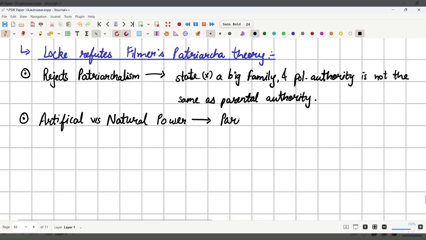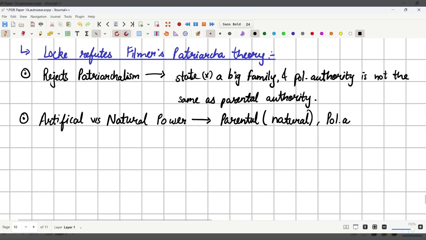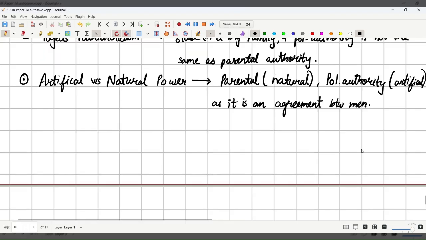So according to him, while parental authority is natural, political authority is artificial, as it is an agreement between men, or created by men.